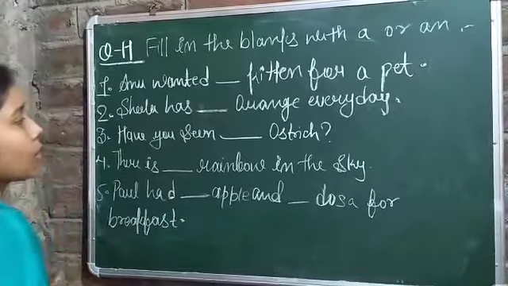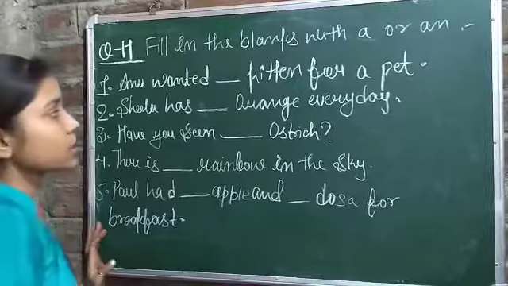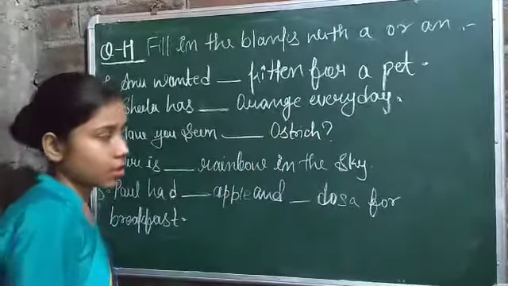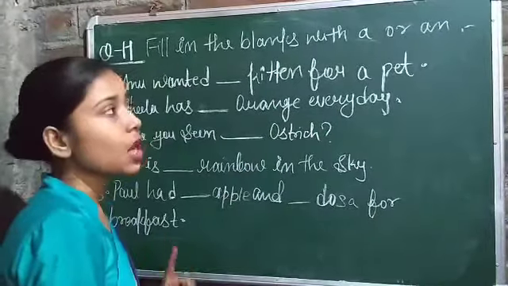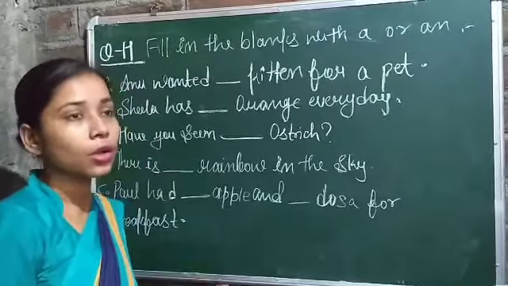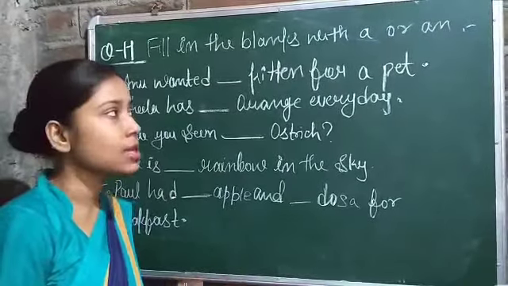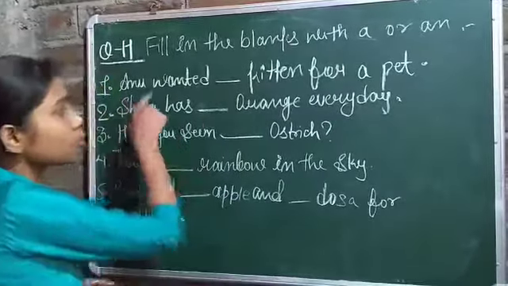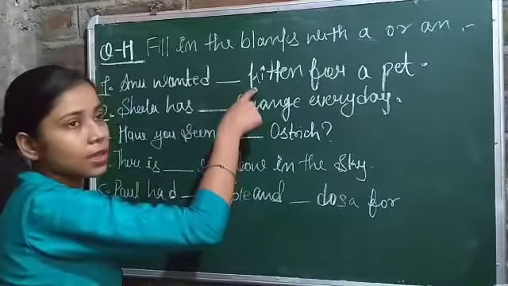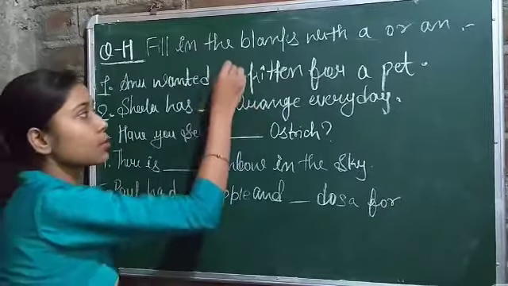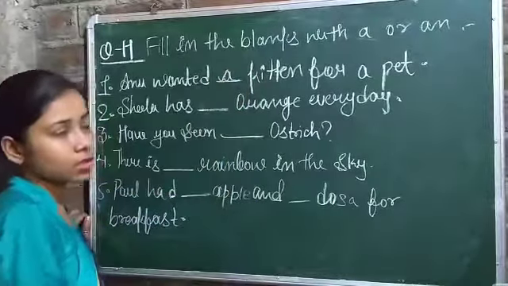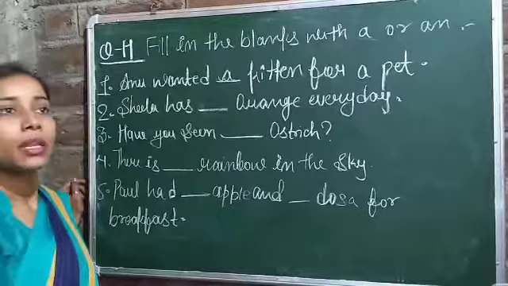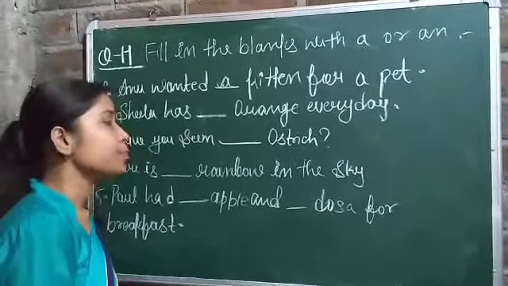Okay. Now I will solve it. Anu wanted a dash kitten for a pet. So what we have to use? We have to use A or AN according to the word given in this exercise to complete the sentence. So kitten, K is a consonant. So what we have to use? A. Anu wanted a kitten for a pet. Anu wanted a kitten as a pet.